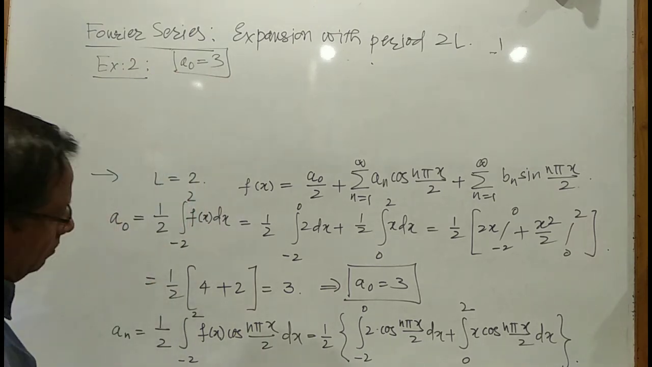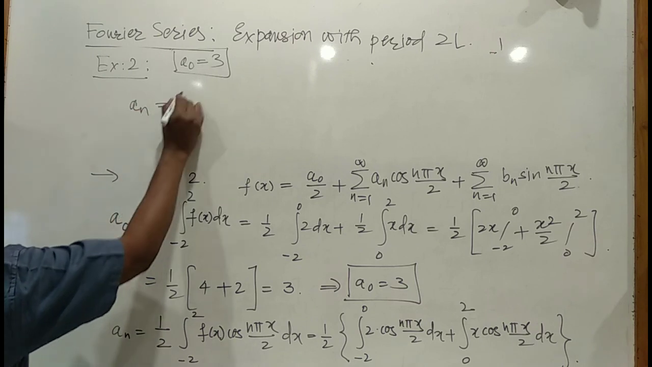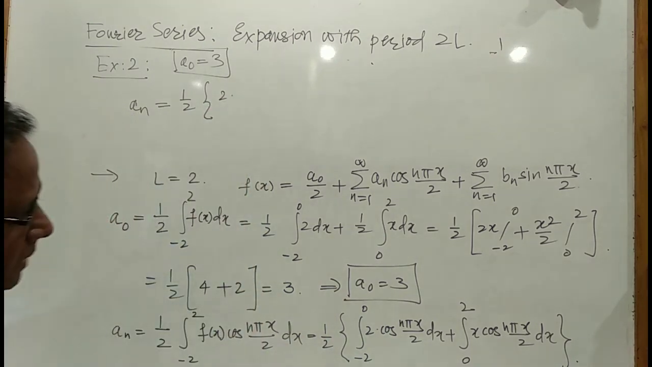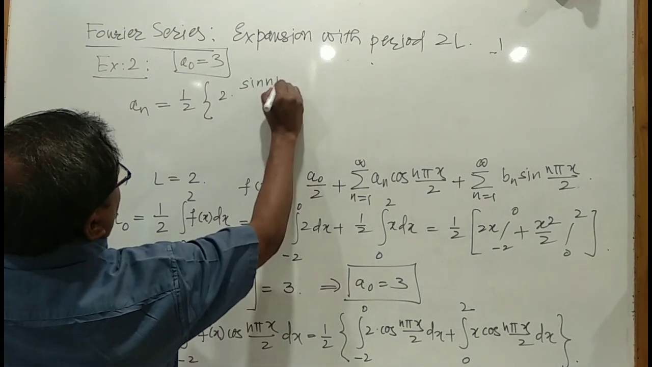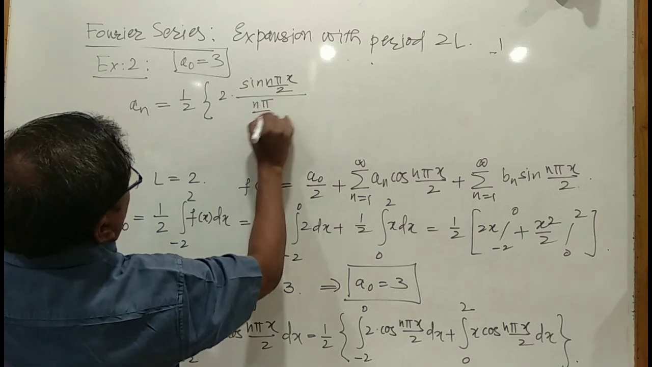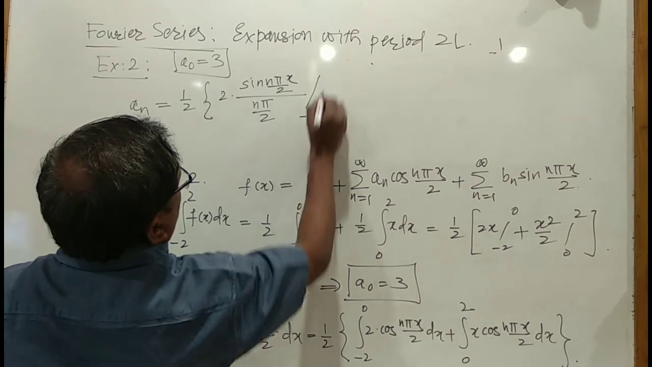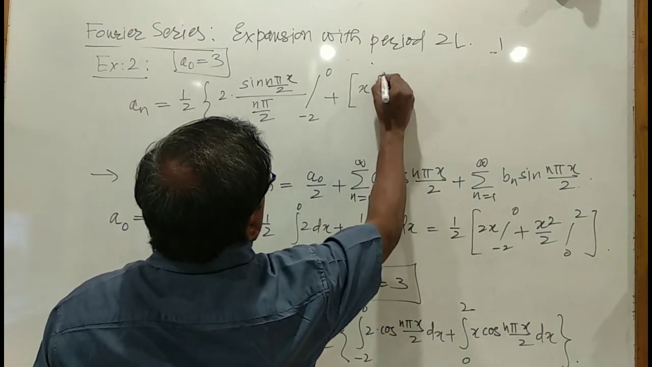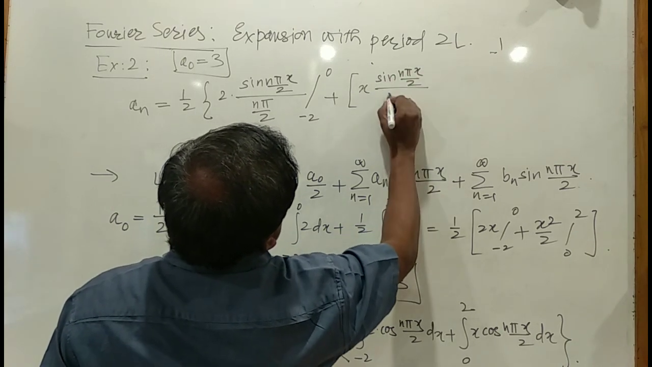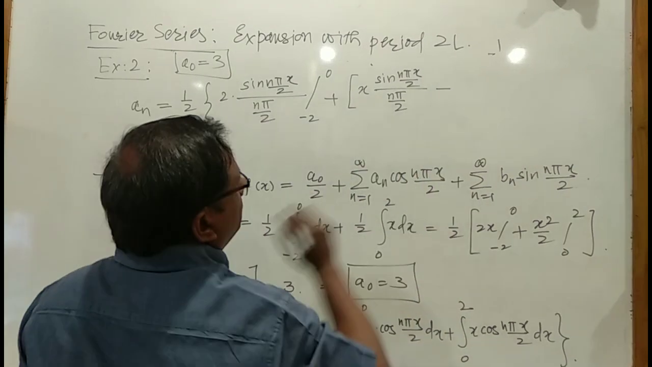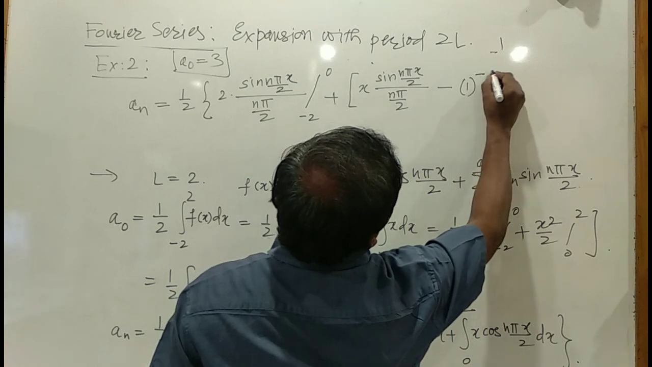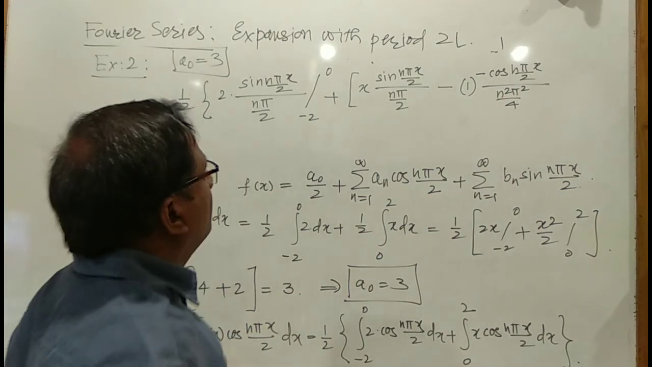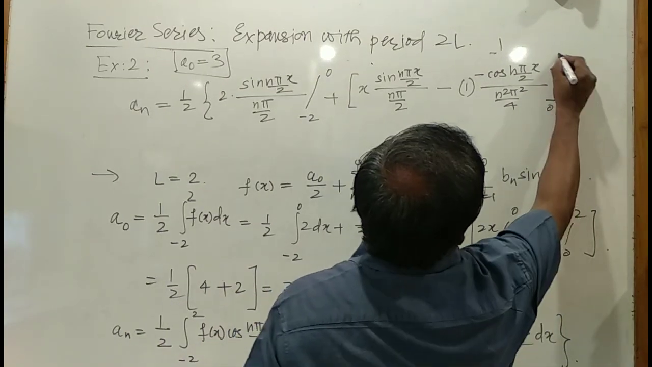so what values we get, a0 equal to 3. We are calculating an now. So continue this. an equals half, 2 into integral of cos n pi x by 2 is sin n pi x by 2 upon n pi by 2 within the limit minus 2 to 0, plus here x is the first function, integral of cos n pi x by 2 is sin n pi x upon 2 upon n pi by 2, minus derivative of this x is 1, integral of sin n pi x is minus of cos n pi x by 2 upon n square pi square upon 2 square, that is 4. Bracket close and limits are 0 to 2.